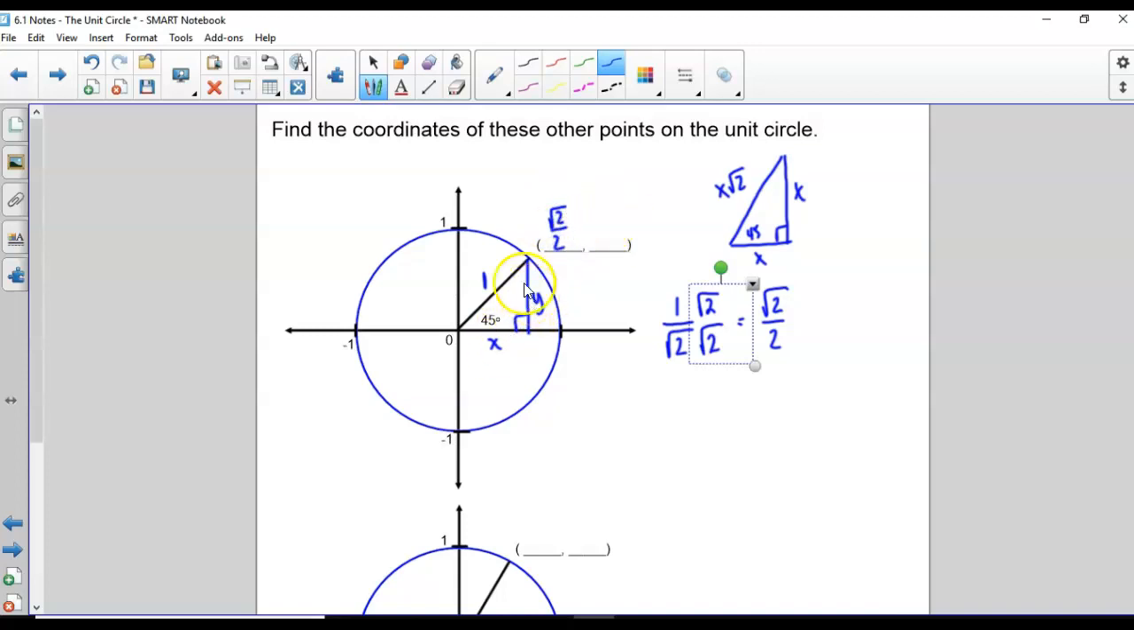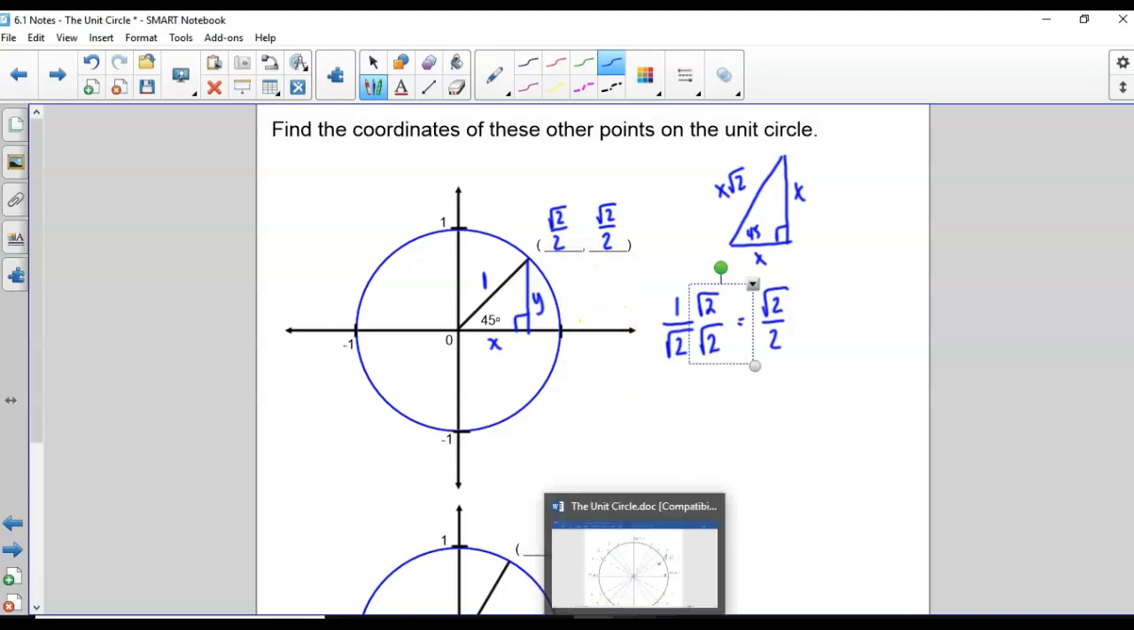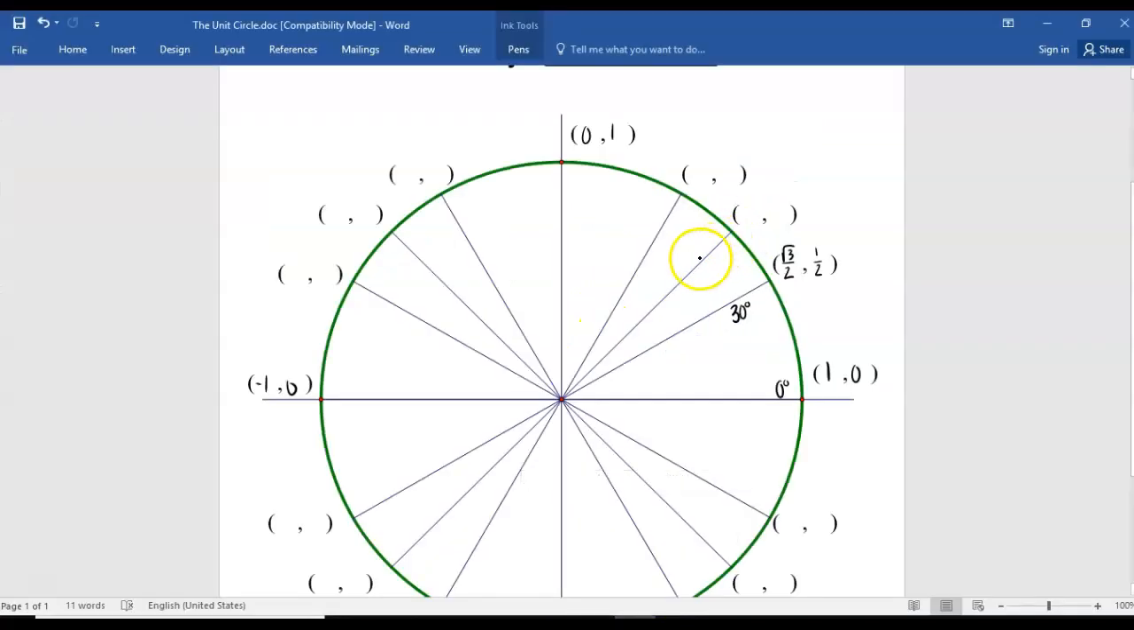And our y in a 45-45-90 triangle is isosceles. Both legs are the same. So we'll also have square root of 2 over 2 here as well. So on that unit circle, we can say that this angle right here, that's 45 degrees. And so we've got square root of 2 over 2 and square root of 2 over 2. There's that spot.